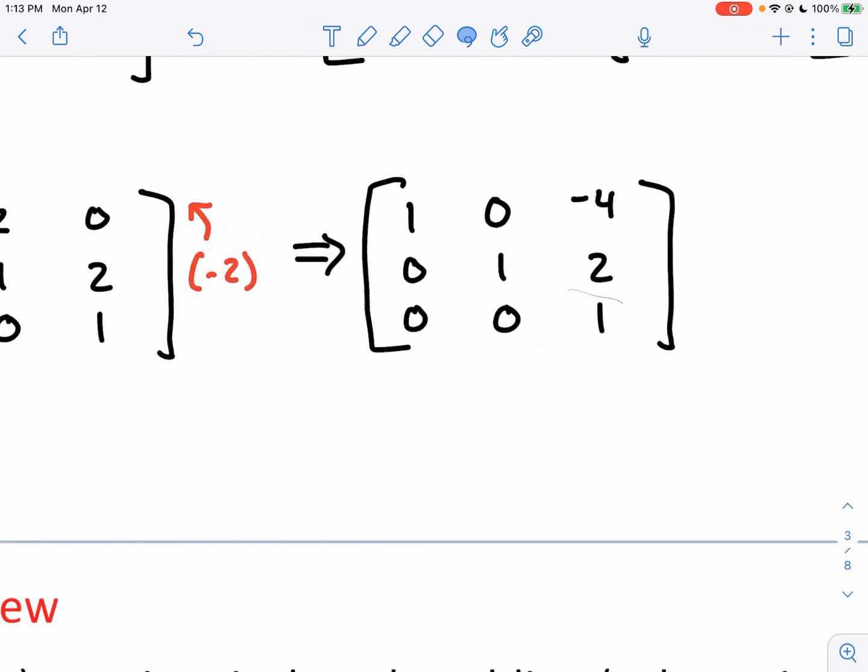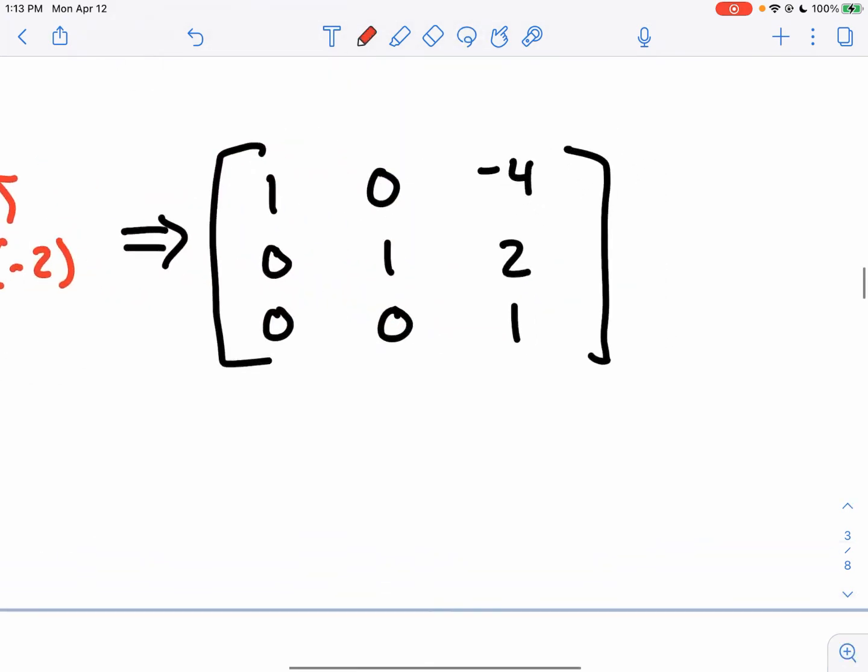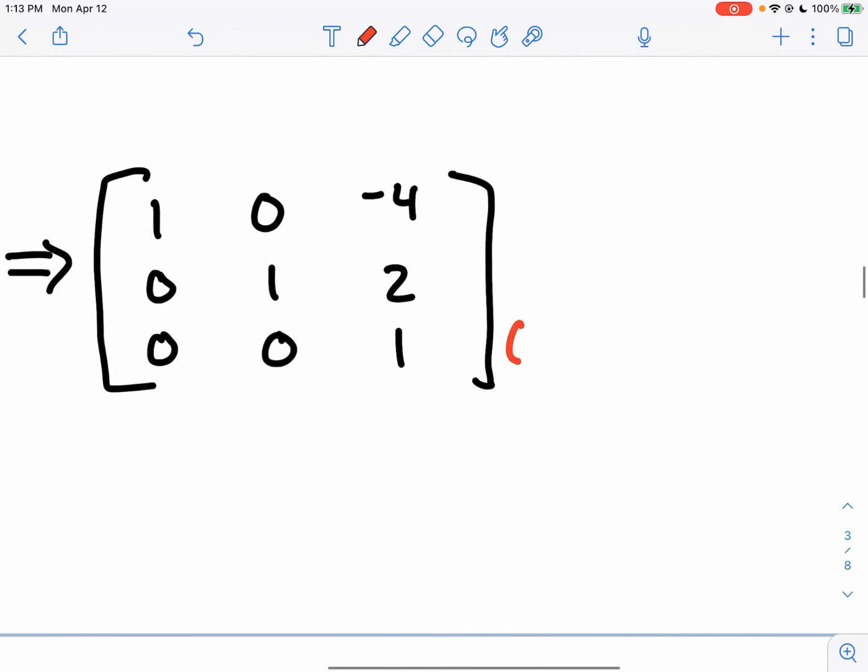Now we have to look to this third leading 1 and look to the column it's in, and all the other entries in that column with that leading 1 must be 0. So we need both these to be 0 next. So I'm going to use the third row operation again. I'm going to multiply the bottom row by negative 2 and add it backwards up to the second row to make that 2 a 0.